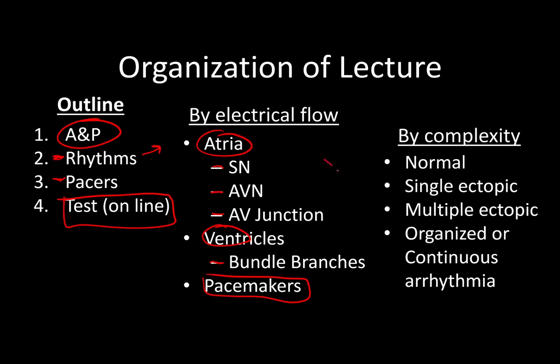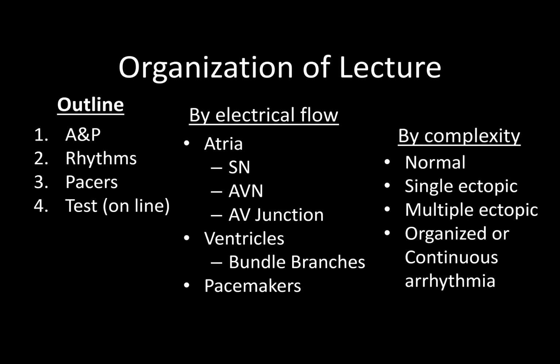Now, within each of these sections, we're going to do normal rhythms first, so you can understand what it's supposed to look like. Then we'll talk about single ectopic beats, multiple ectopic beats. Ectopic, the best example I have is ectopic pregnancy. Ectopic means it's not where it's supposed to be. Wrong spot, essentially. And then finally, when you have multiple ectopic beats, that can become an organized or continuous arrhythmia, and we'll wrap up with those within each of these sections.